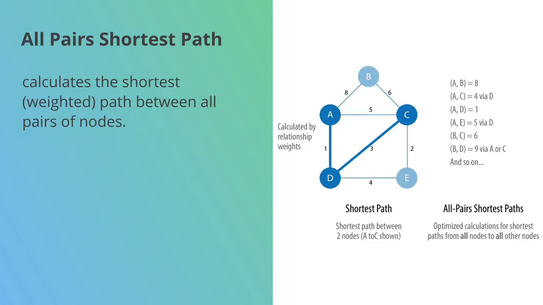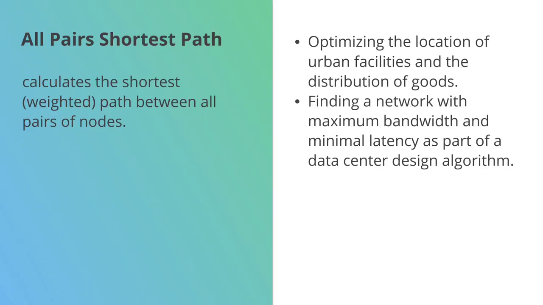All pairs shortest path is a different one. This time, rather than just finding the shortest path between two nodes, we want to find the shortest path between all pairs of nodes. And again, we can do weighted and unweighted variants. This one's obviously not the type of query or algorithm that you're going to be running in a real-time situation, because it's got to do a lot of computation. But it can be useful for use cases like shown on the right hand side here. If we were trying to optimize the location of some facilities and the distribution of goods, we could use it there. Or it's been used on a network to find the maximum bandwidth and minimum latency as part of data center design.